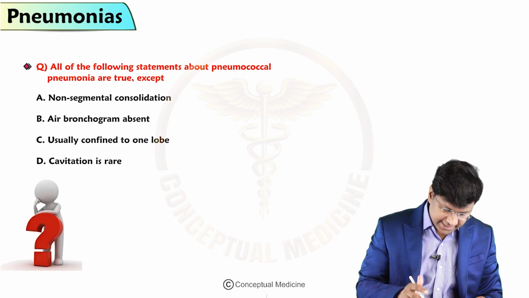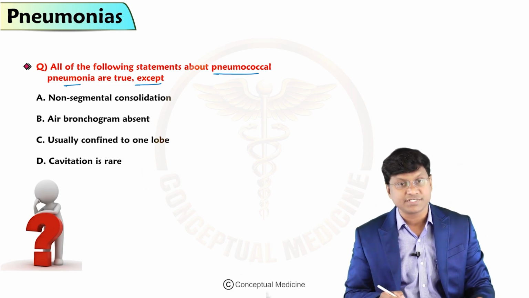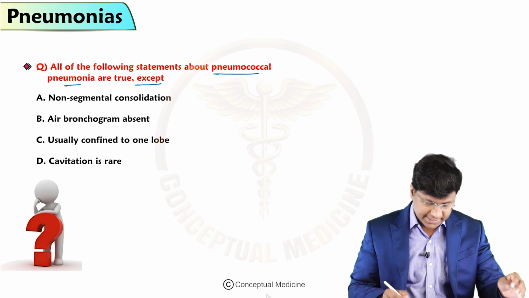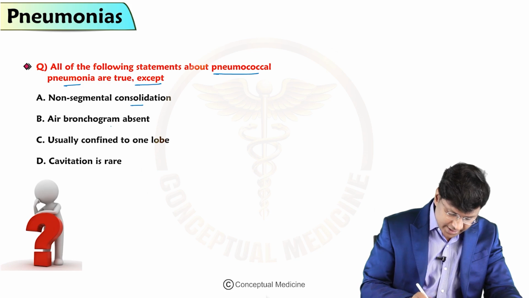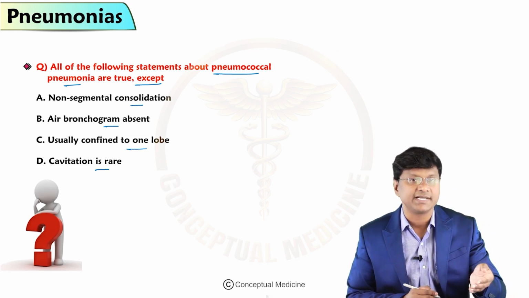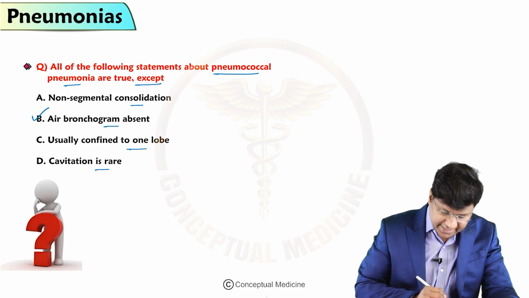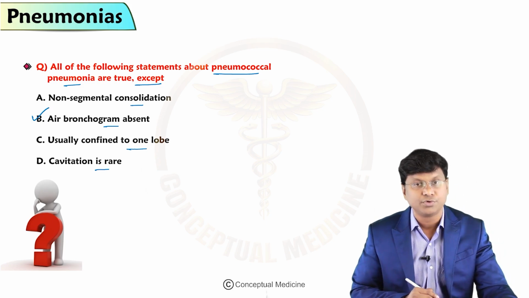Next, if you see the other question, all of the following statements about pneumococcal pneumonia are true except: pneumococcal pneumonia is nothing but your Streptococcus pneumoniae. The options are non-segmental consolidation, air bronchogram is absent, usually confined to one lobe, cavitation is rare. So the question is, which is the incorrect statement? Let me tell you, the air bronchogram being absent is an incorrect statement about pneumococcal pneumonia.